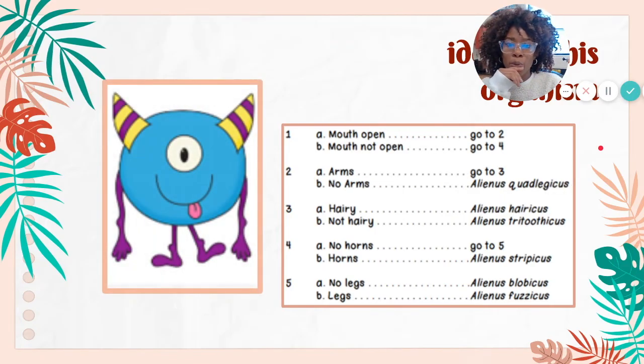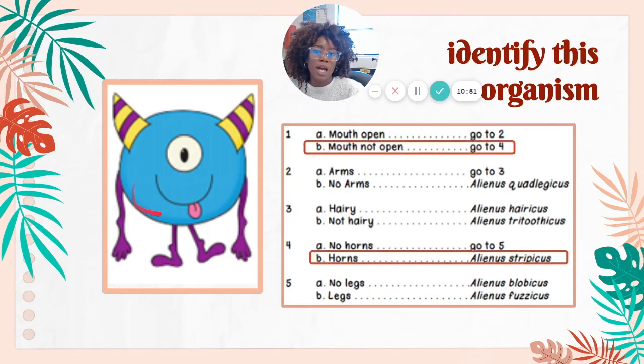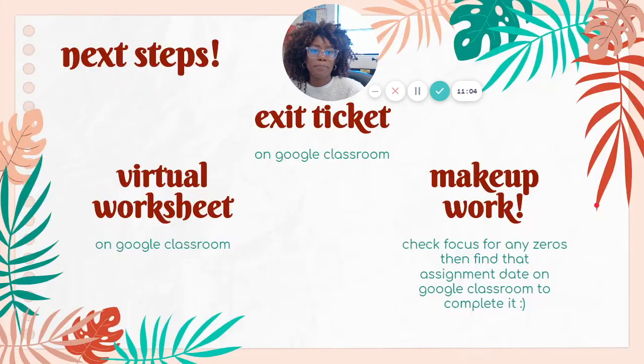Now you're going to do this one on your own. Okay, so you should have said mouth not open. That told you to go to four. So you're going to jump on down to four. And it says horns or no horns. These are horns. So Alienus stripicus is its name.